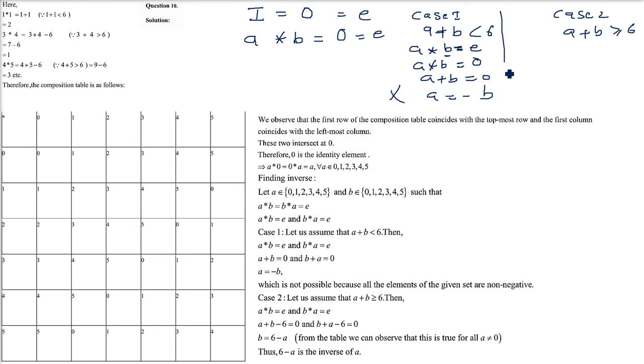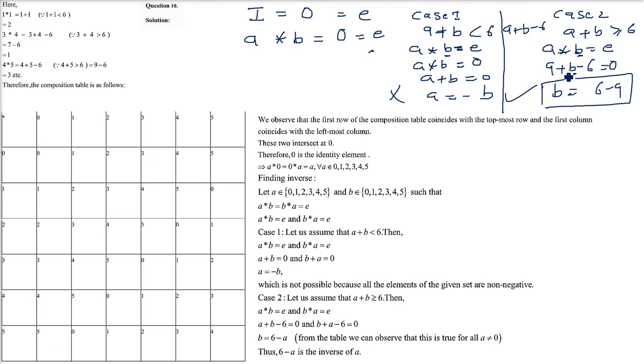Coming to case 2, a plus b is greater than or equal to 6. So when a star b is equal to e, a star b is defined as a plus b minus 6. In the question it is given, if it is greater than or equal to 6, it will be a plus b minus 6, and that should be equal to 0. So we have to find b. B is the inverse. So b will be equal to 6 minus a. So b equals 6 minus a. 6 minus a is the inverse of a.